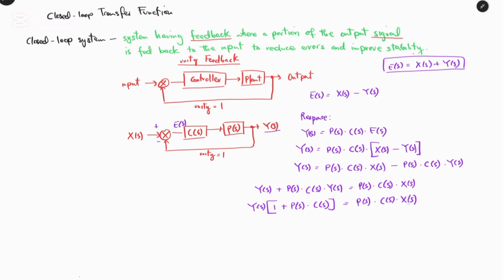To derive the transfer function, we only need the X of S and the Y of S. So we should have Y of S over X of S, and we now have P of S dot C of S divided by, we bring this to the other side, 1 plus P of S dot C of S. So this is now our unity feedback transfer function.